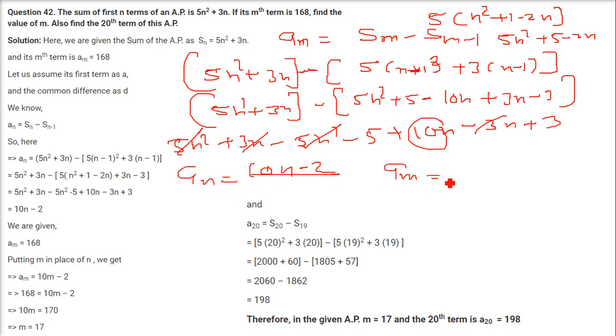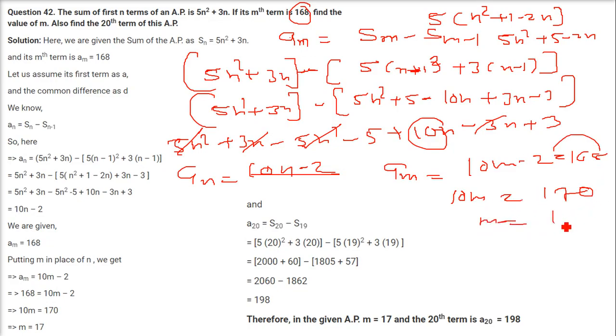In order to find am, it will be 10m minus 2. And the mth term is given as 168. So 10m will be equal to 168 plus 2, that is 170, and m will be equal to 170 by 10, that is 17. So m is 17.